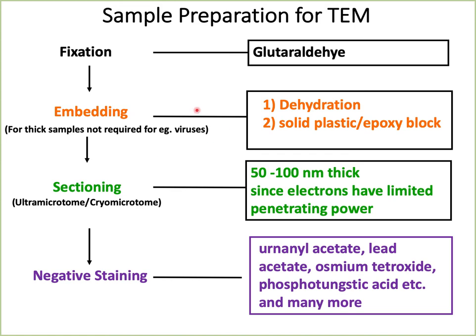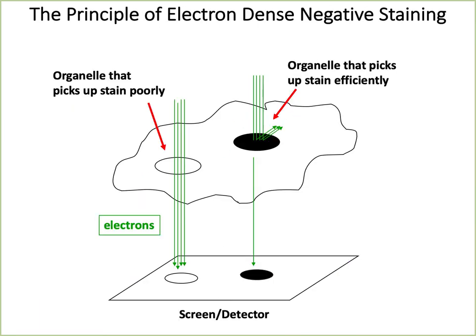And this process is not required for viruses. This is only for the thick sample. And then you use an ultramicrotome or a cryomicrotome, where the sample is almost at liquid nitrogen temperature. And that actually makes the section much smoother and much clearer. The sections have to be in the range of 50 to 100 nanometers thick, because the electrons have limited penetrating power and will not be able to pass through thicker ones. So this is the overall process of sample preparation for transmission electron microscopy.